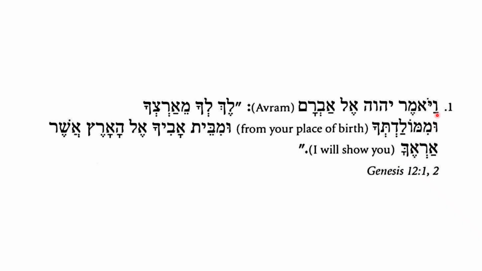So, and God, Hashem, Adonai, however you want to translate this, and Hashem said to Avram, "Go to you." Normally, it's just translated as "go to." Go to from your land and from your place of birth and from the house of your father to the land that I will show you. Genesis 12:1 and 2.